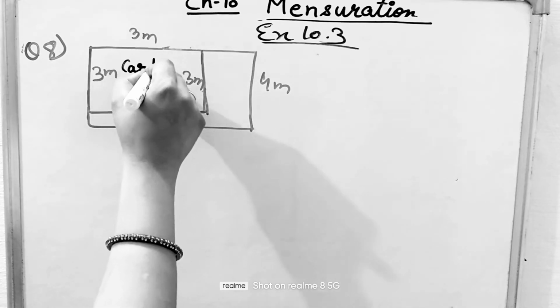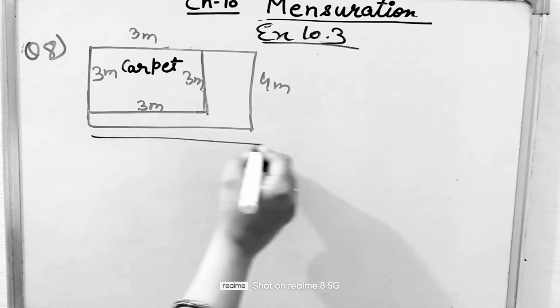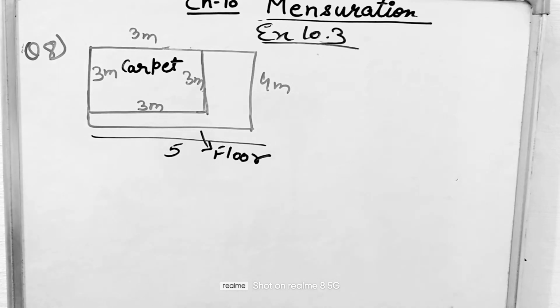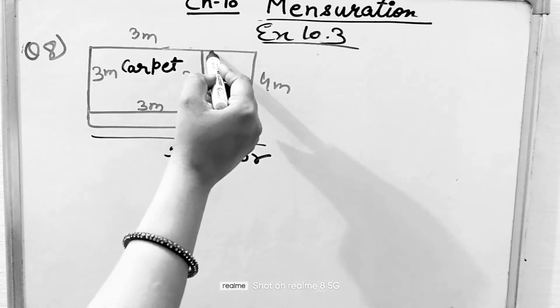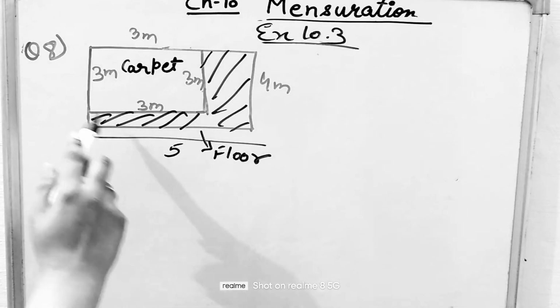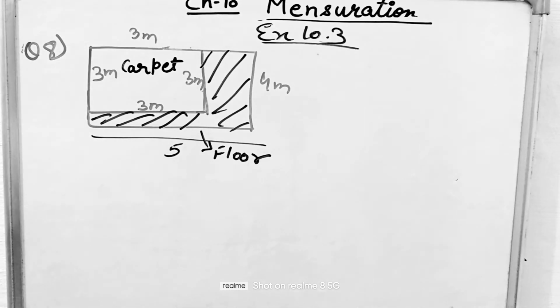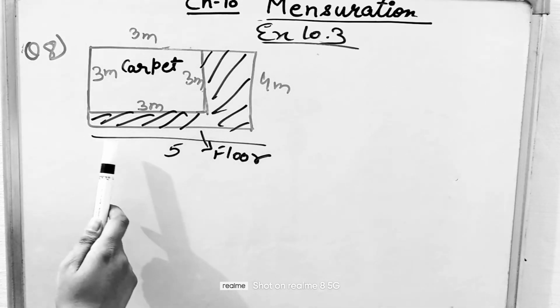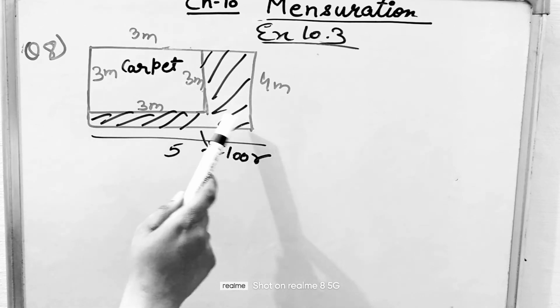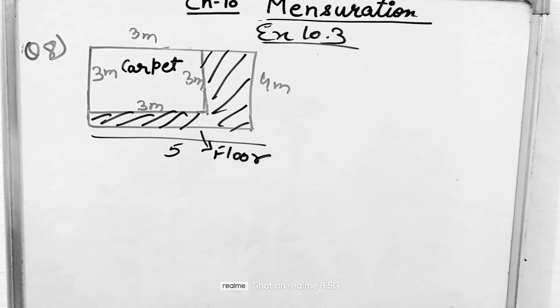This is carpet and this is floor. Now you can see which is the area which is not carpeted. This is the area which is non-carpeted. So you have to find area of this shaded portion. Now how you can find it? You can find area of floor and area of carpet. If you subtract area of carpet from area of floor, you will get area of shaded portion.